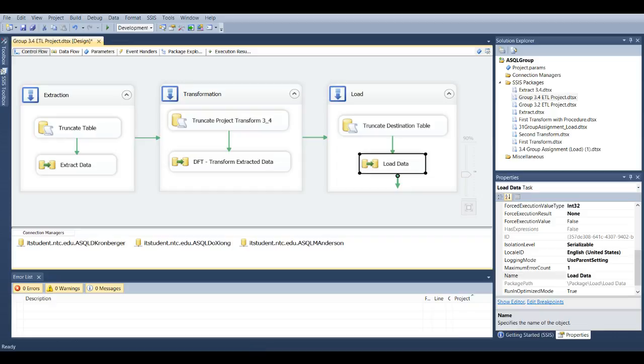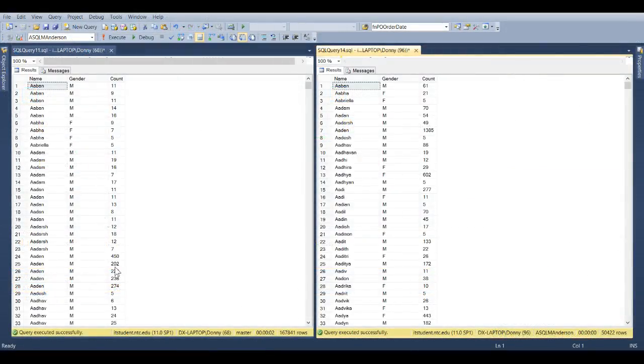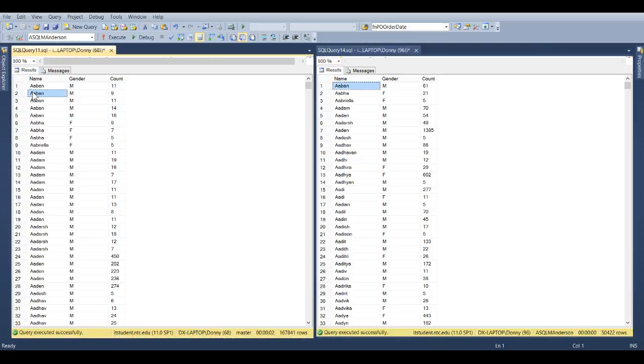Now, to conclude the video, let's take a look at the results of the ETL process. On the left here is a query showing the results of the raw data. Notice how the name Aban is shown multiple times. This trend is seen throughout the raw data.